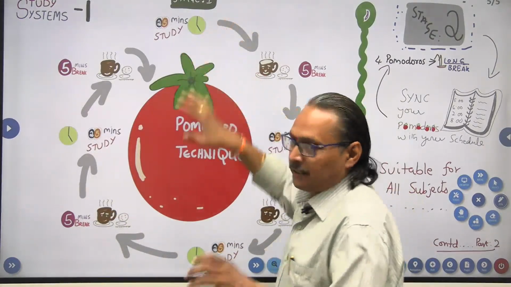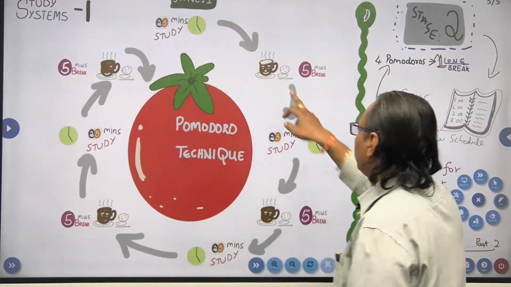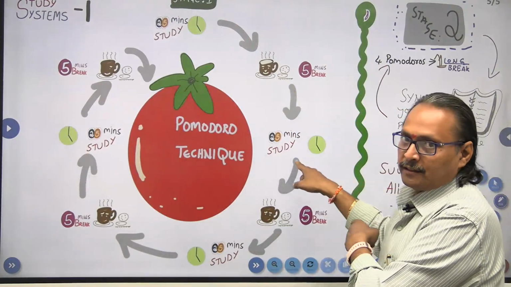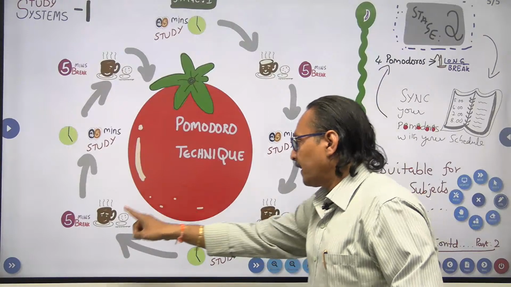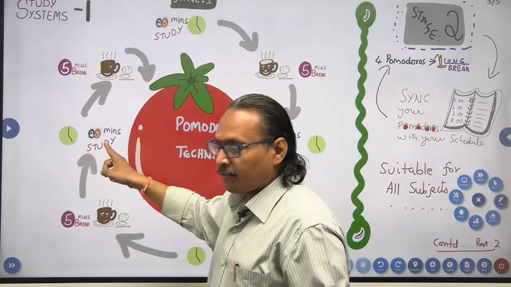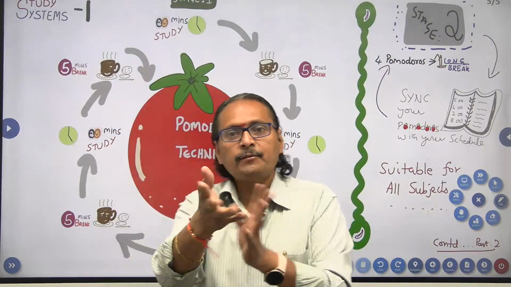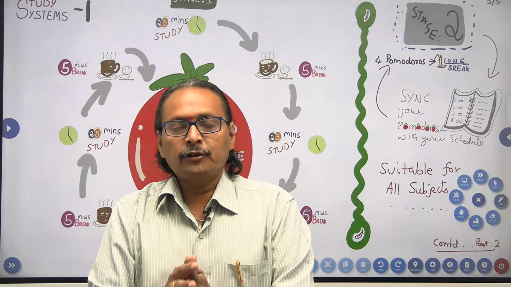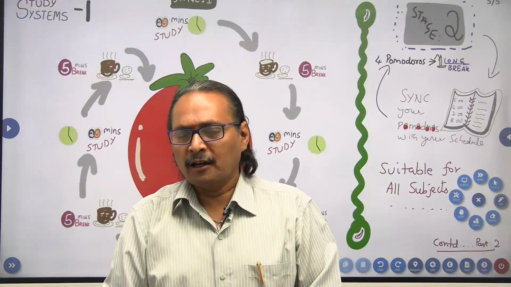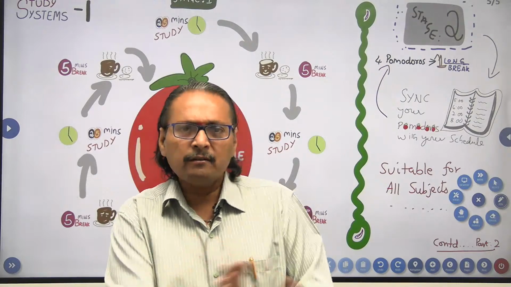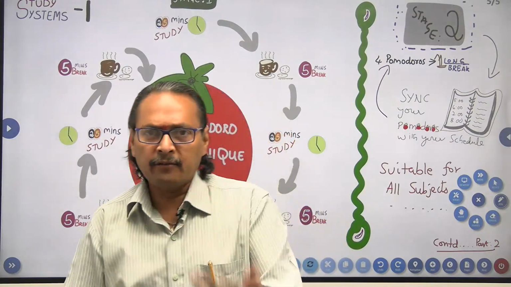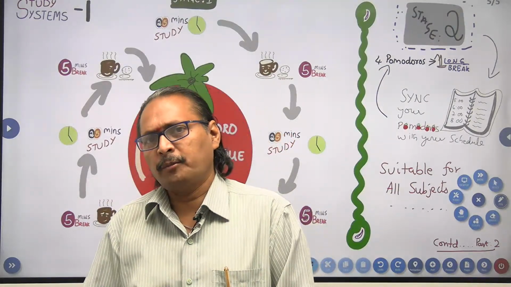So 25 minutes of study of that particular topic, then a 5 minute break. Then the second Pomodoro starts, 25 minutes, again a break. Then the third Pomodoro, 25 minutes and again a break. Then the fourth Pomodoro, 25 minutes and again a break. You can switch subjects as well. If you study physics continuously, you will feel a little bored, so go to another subject, take a language for that matter, study a story part.